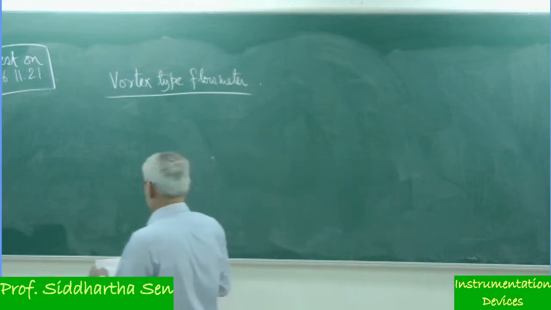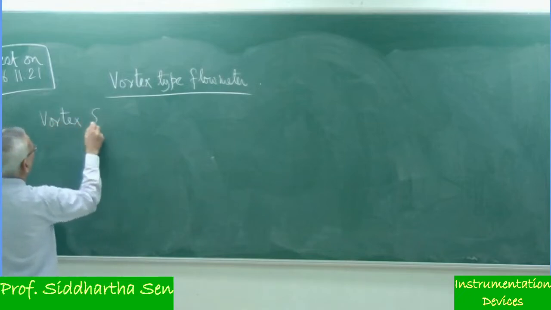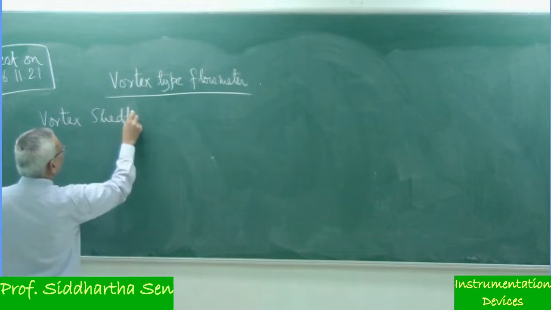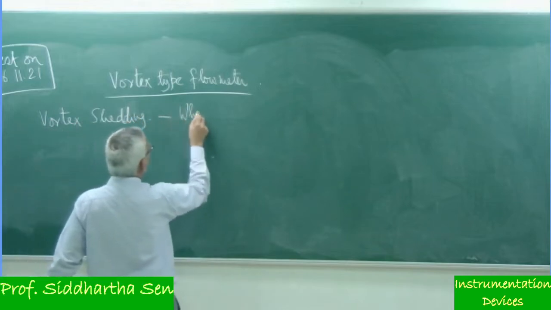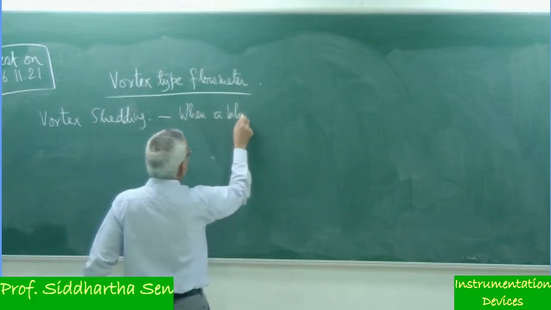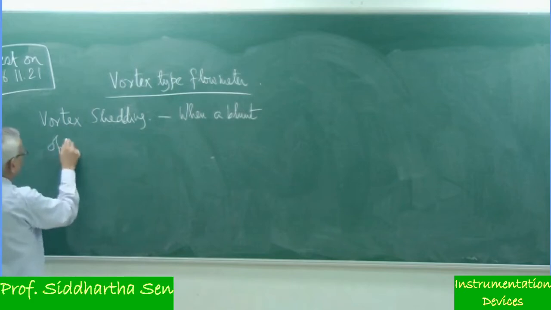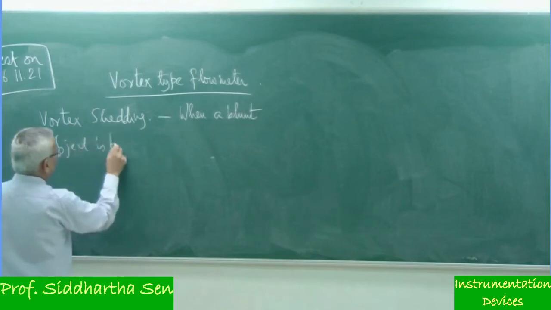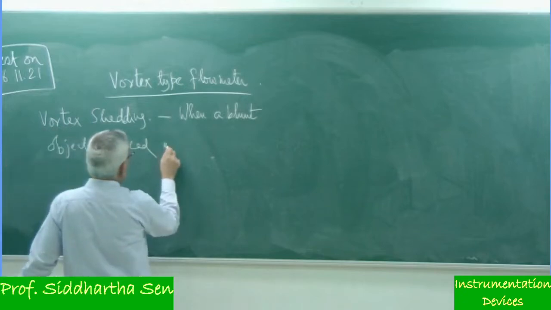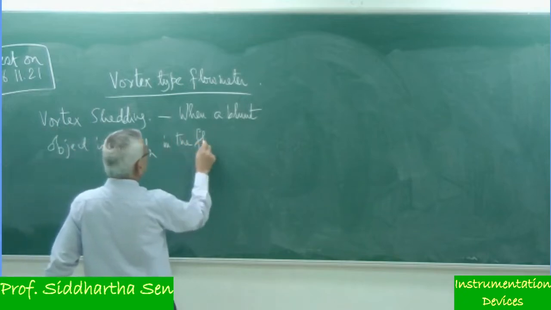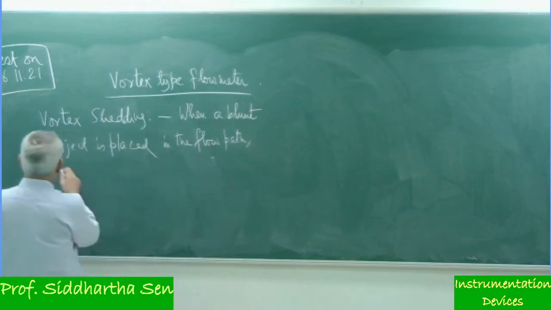So vortex shedding, as we call it, is when a blunt object is placed in the flow path, and a vortex is formed.